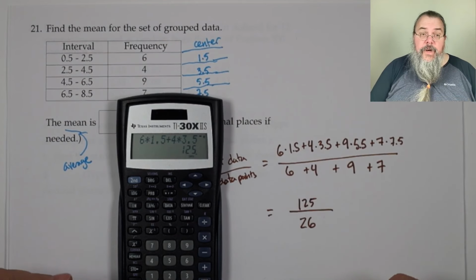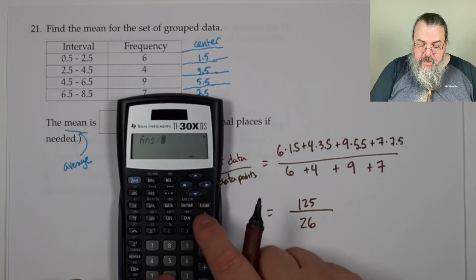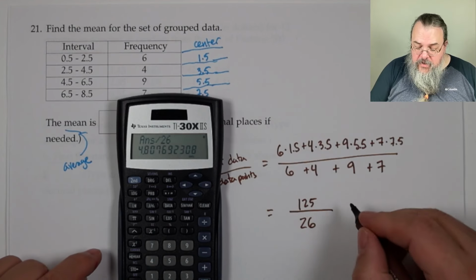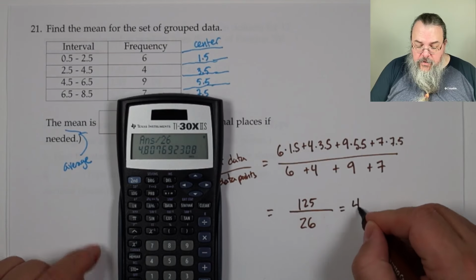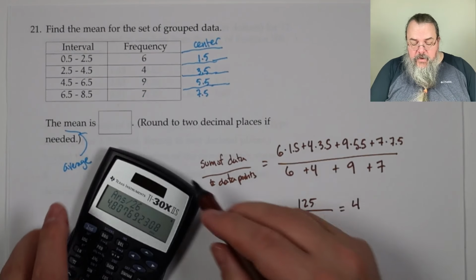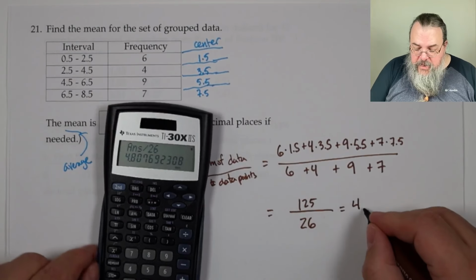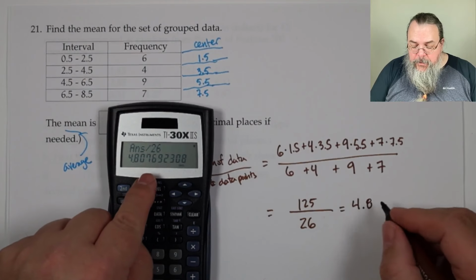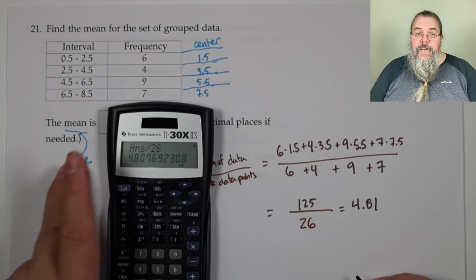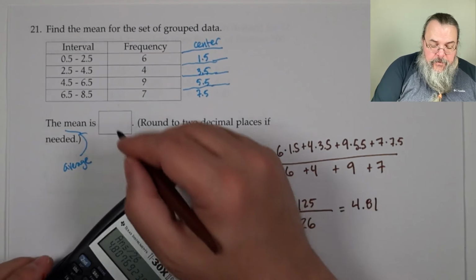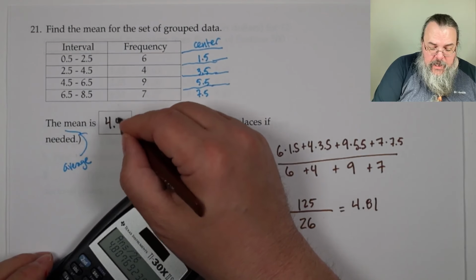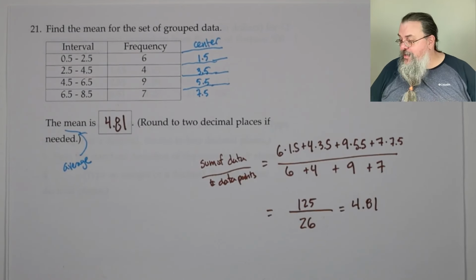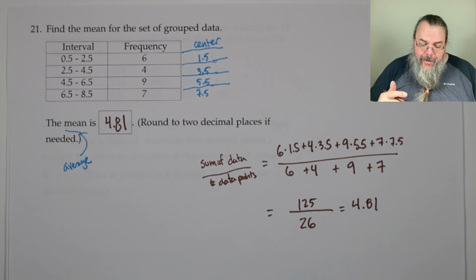All right. So we have 125. We're going to divide that by 26. And we get 4. And how many decimal places? Okay, 2. So 4.8. And then we have a 0. We look to see how we round. We're going to round up. So 4.81. Is that reasonable? You know, that's always the same question.